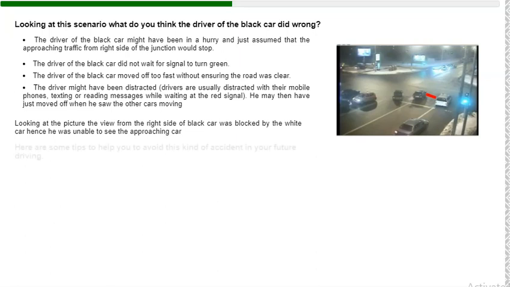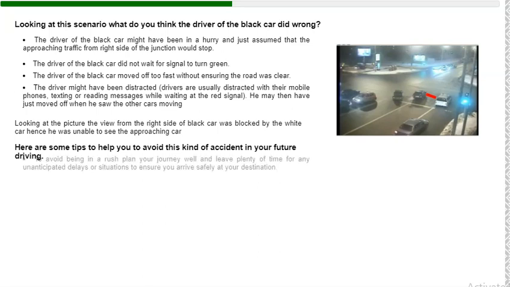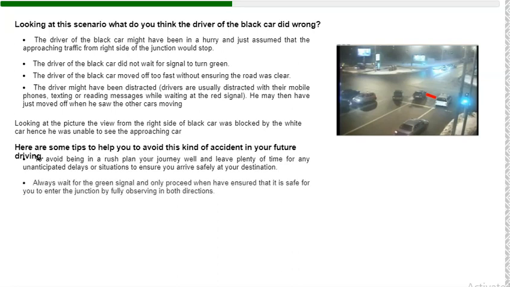Here are some tips to help you to avoid this kind of accident in your future driving. To avoid being in a rush, plan your journey well and leave plenty of time for any unanticipated delays or situations to ensure you arrive safely at your destination. Always wait for the green signal and only proceed when you have ensured that it is safe for you to enter the junction by fully observing in both directions. Avoid being distracted and stay focused, concentrating on the traffic light sequence.